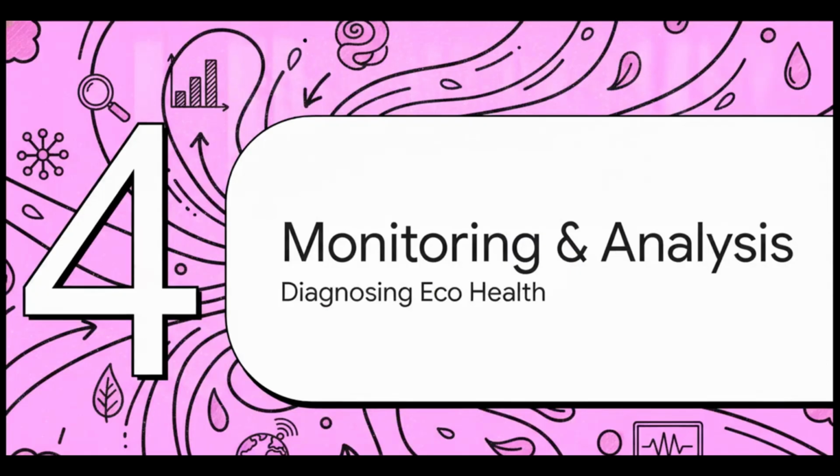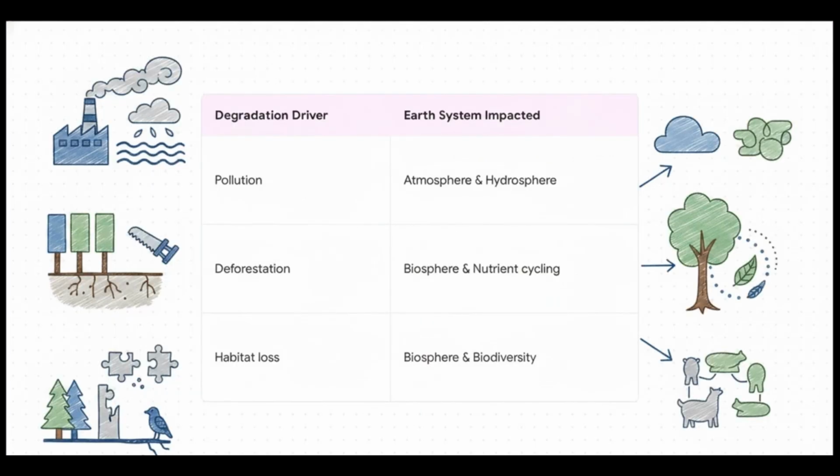Which brings us to our final section, monitoring and data analysis. Let's pan back out and see how humanity actually responds to all of this from an analytical standpoint. Environmental monitoring allows us to track specific disruptions right back to their source systems. For instance, when we monitor pollution levels, that directly informs us about atmospheric and hydrospheric health.